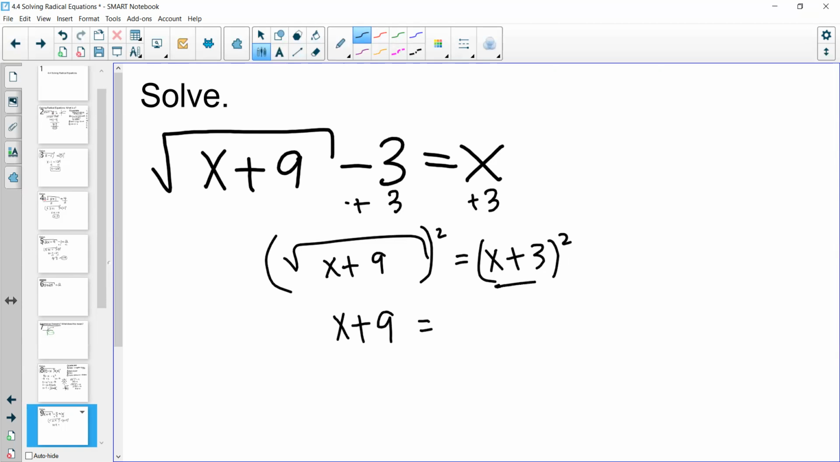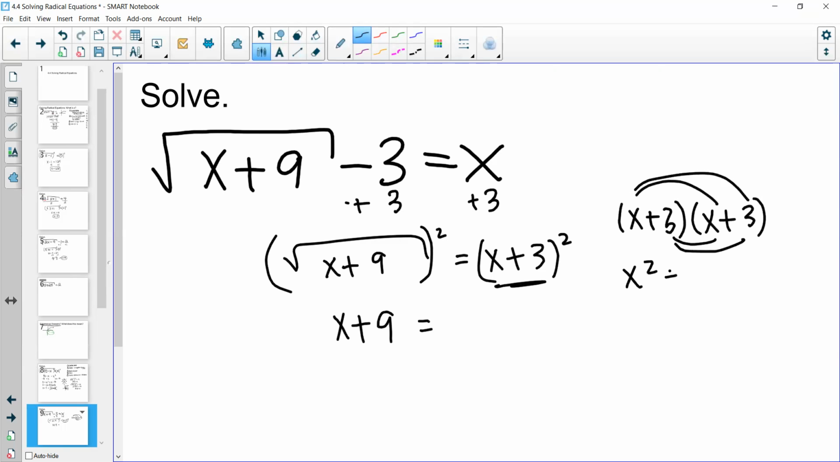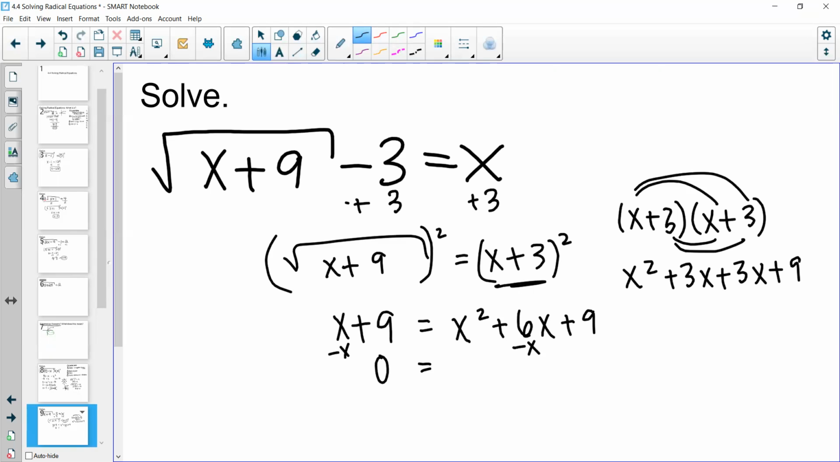But what is x plus 3 squared? Well, we're going to have to FOIL that out with that x plus 3 times x plus 3. And as we FOIL it out here, we end up getting x squared plus 3x plus 3x plus 9, which ends up being x squared plus 6x plus 9. Now, once we get to this point, we want to move everything to the same side, so it's equal to 0. And so that involves subtracting x from both sides and subtracting a 9 from both sides. And we end up getting x squared minus 5x.